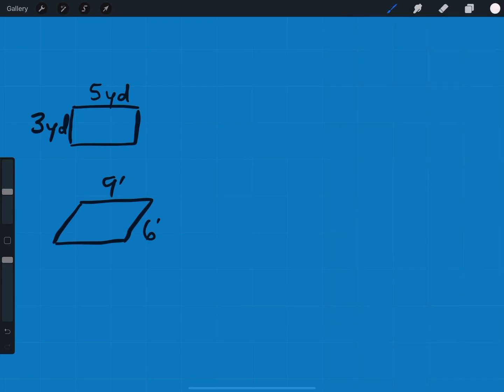Alright, so here are just some practice problems. Find the perimeter of each shape. So go ahead and pause it and try it. Hopefully it won't be too tricky.